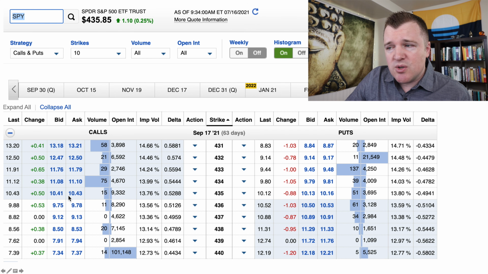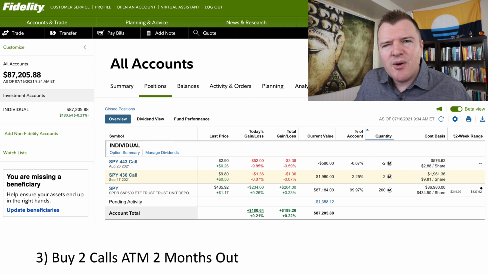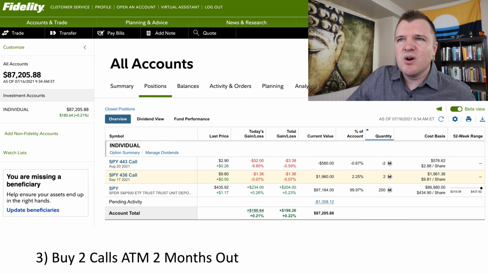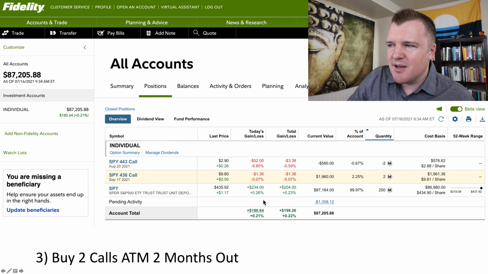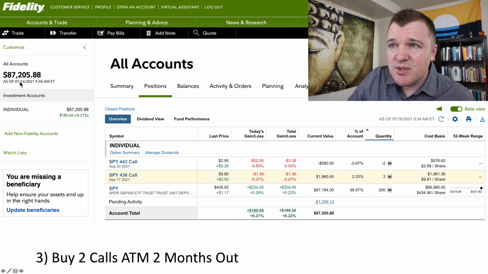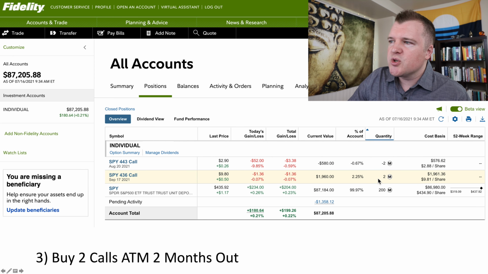And I'm always going to choose the closest strike price out of the money. The blue is in the money, the white is out of the money, so I'm going to choose a strike price of 436 for my 2 call contracts. Now, obviously, this is a screenshot, and I actually waited a day to buy these 2 calls, so the market is up slightly, 0.26%, which is why I'm now at $87,200 in my account.